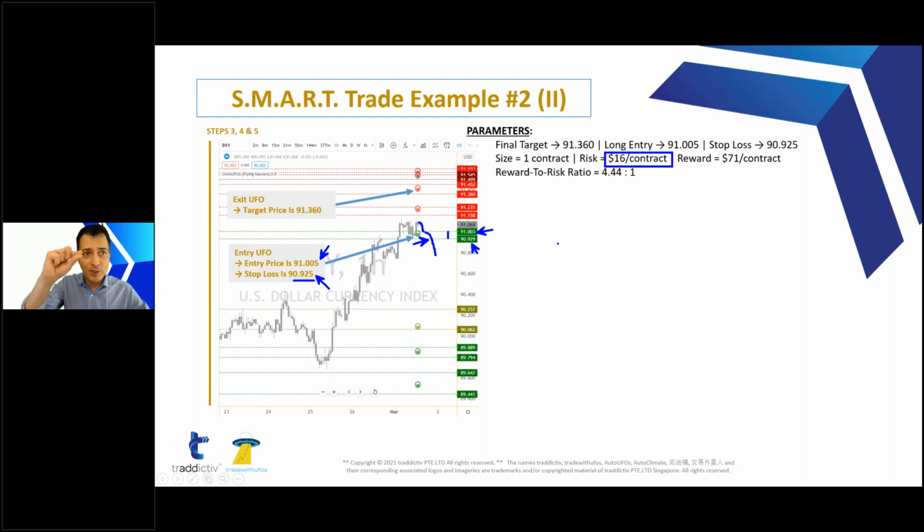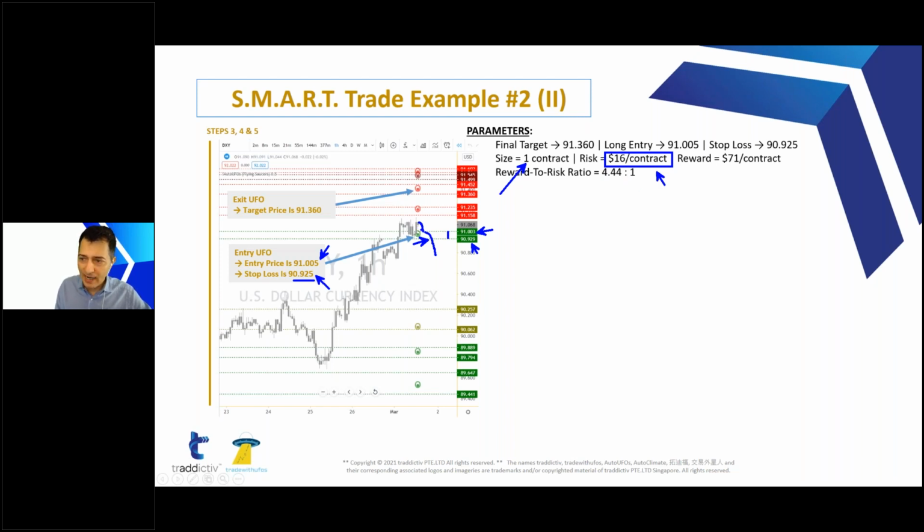But when the UFO is wide, you could manage your risk by using fewer contracts. And when the UFOs are narrow, you could manage your risk by using more contracts and expose yourself to the trades, always with the same risk approach. In this case, to keep it simple for everyone, I'm just using one contract at a time, just so the math is clear for everyone. And notice that with one contract, the risk would be $16.